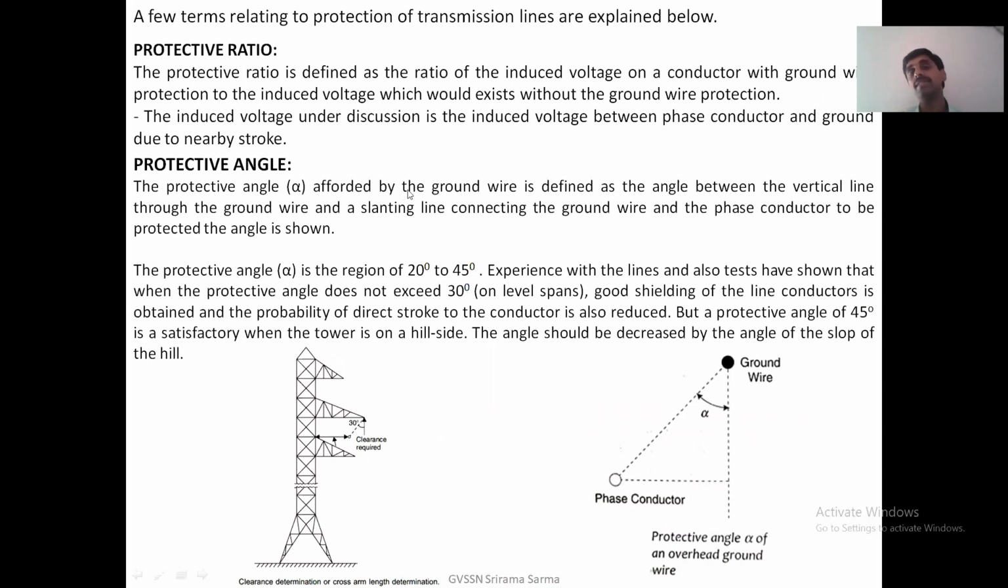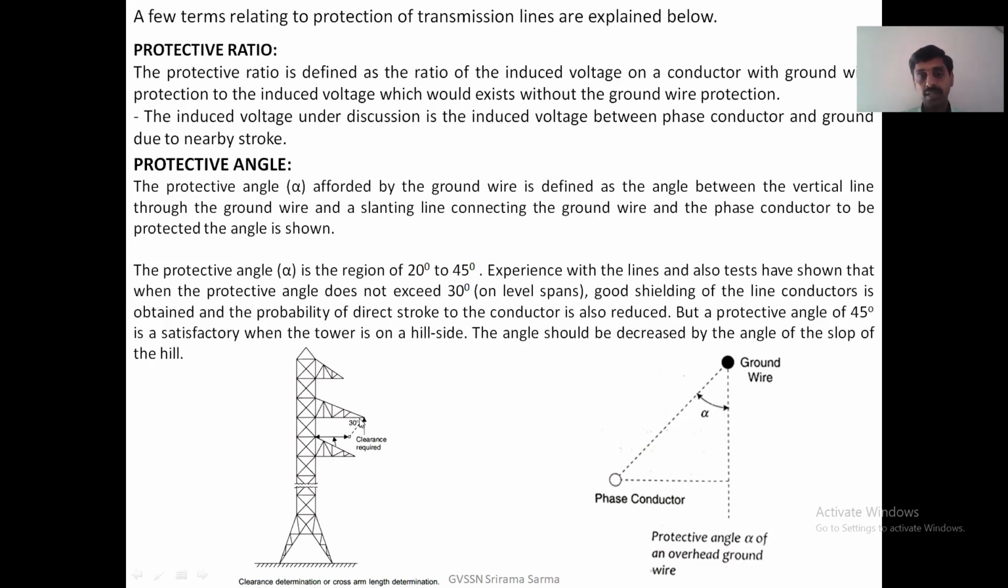The induced voltage under discussion is the voltage between phase conductor and ground. That means always we will take the phase voltage. What is the protective angle? You can observe here. The protective angle alpha is afforded by the ground wire, defined as the angle between the vertical line through the ground wire, if you draw a vertical line here through the ground wire, and the slanting line connecting the ground wire and the phase conductor to be protected.